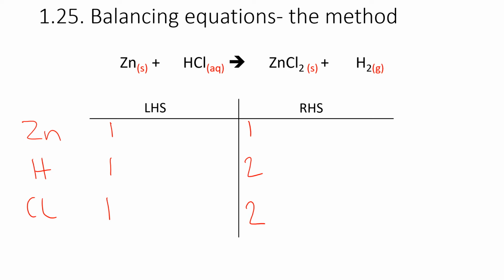Now let's see if we can fix the hydrogens first. So we've only got 1 on the left and we've got 2 on the right, which means we need to multiply the HCl molecule by some number to give us 2. That's obviously going to be 2. Okay, so now we've made that change. Draw a line and we'll recalculate for the left. So we haven't touched the zinc, so we've still got 1 of those. We've now got 2 hydrogens and we've now got 2 chlorines, which means this is now fixed.